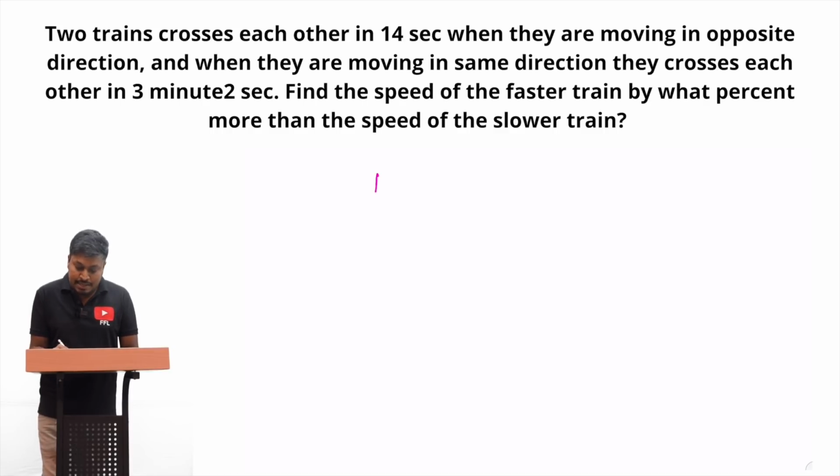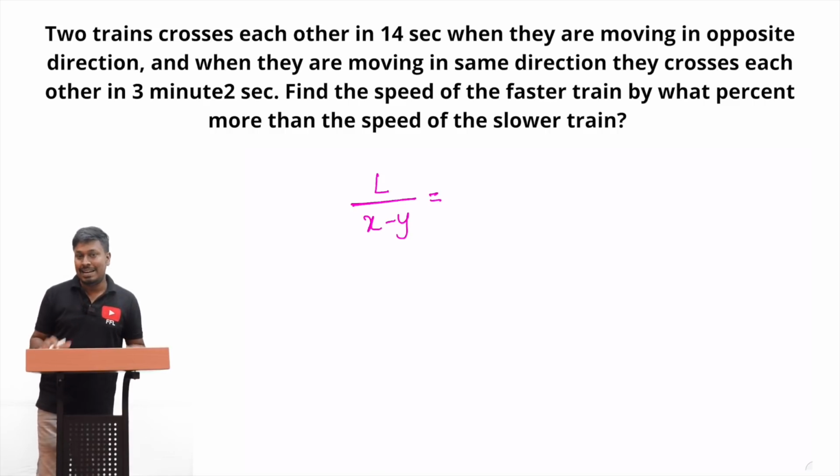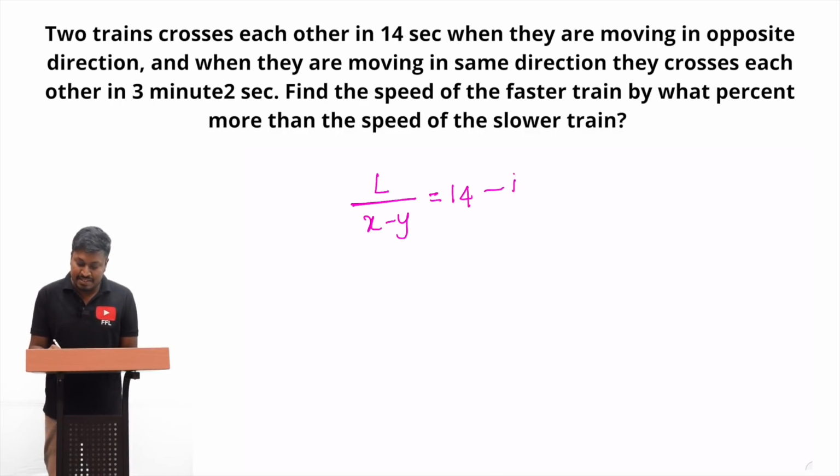We don't know the length of the trains, but we keep the speeds of the trains as X and Y. So this will be X minus Y, because if both the trains are moving in the same direction, we subtract the speeds, which is called relative speed. So when you subtract the speed, that is 14 seconds. This will be the first case.